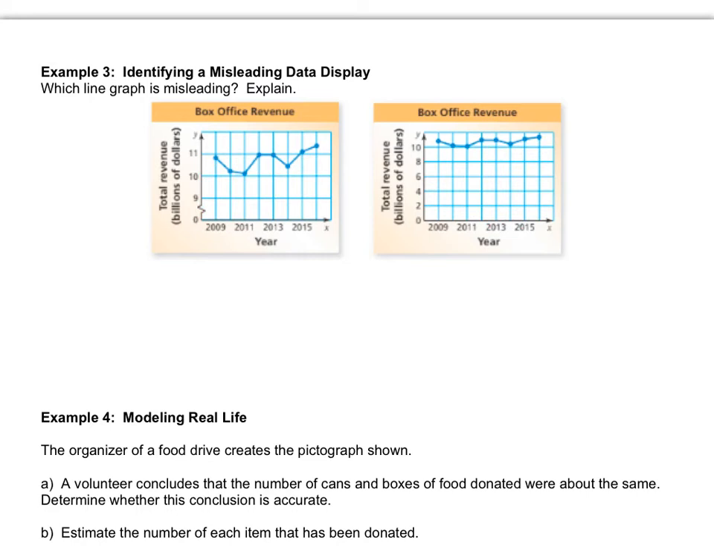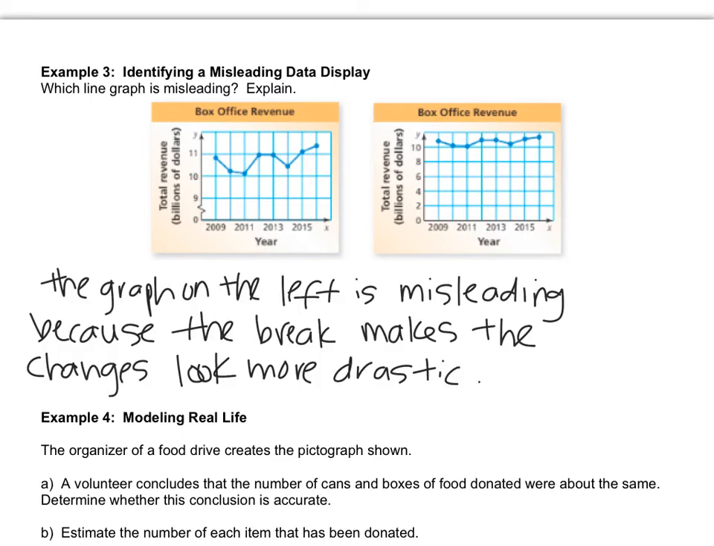the graph on the left is considered misleading because the break shows the fluctuations more than over in this other graph. It looks like the difference from 11 billion to 10 billion is a much steeper decline than it is over here, while in real life, that $1 billion is a lot of money. But comparatively, 11 billion to 10 billion is not that much of a decline, whereas here it looks pretty drastic. So I said the graph on the left is misleading because the break makes the changes look more drastic.